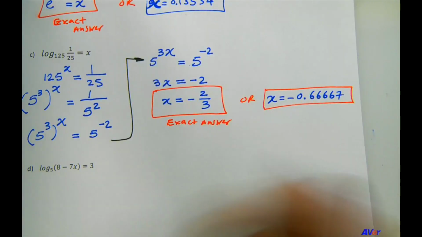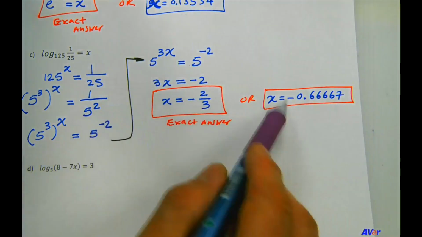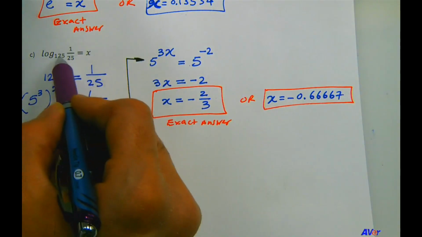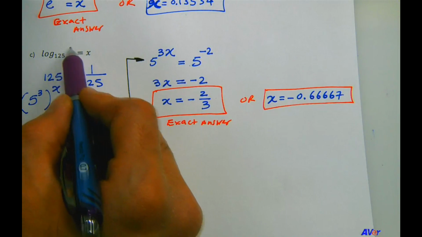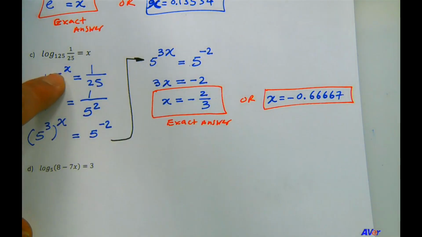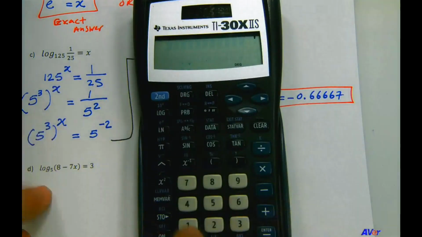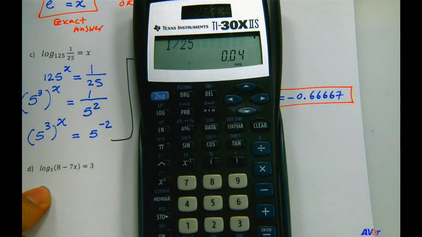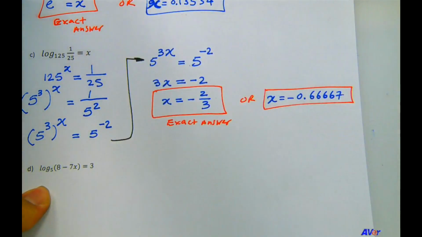Yes, because this x value is negative, and it should be, because log to any base of a number that is between 0 and 1 is always negative. And 1 over 25, right? 1 over 25 is between 0 and 1. There you have it. 0.04, log to base 125.